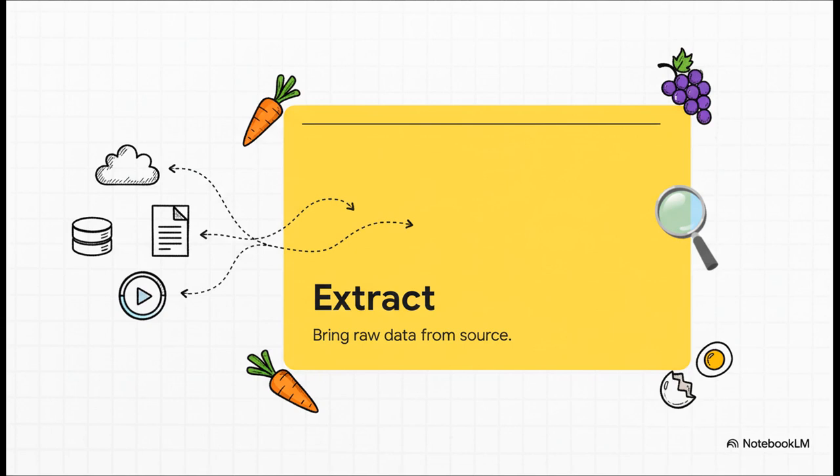First up is E for extract. This is pretty much exactly what it sounds like. It's the starting point. You're just reaching out to all your different data sources and pulling the raw information in. It's kind of like getting all your ingredients out on the counter before you even start cooking.